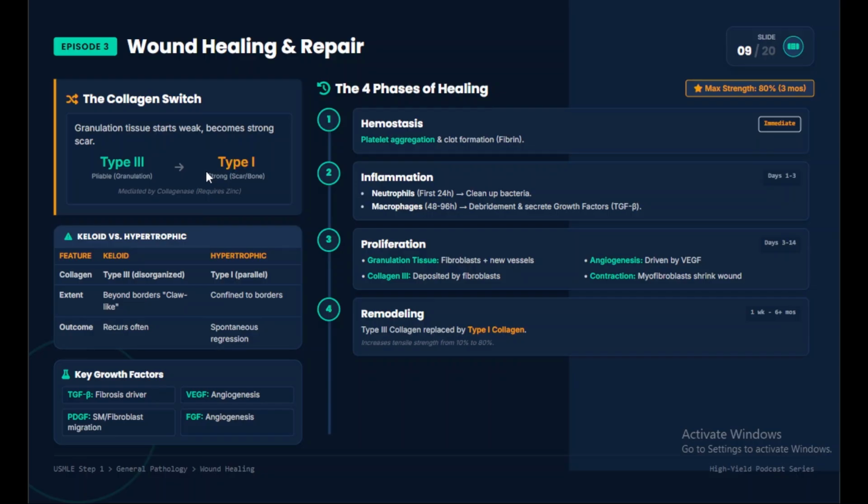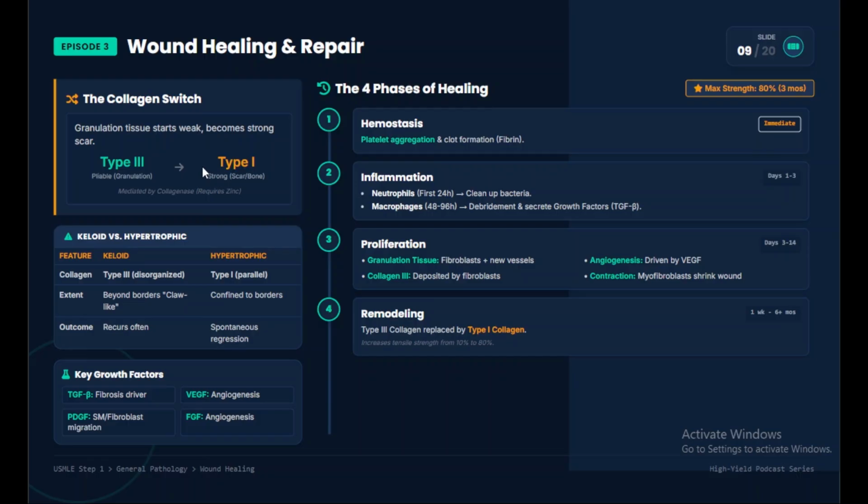This transformation is mediated by enzymes called collagenases, which require zinc as a cofactor. So if the patient is deficient in zinc, then he or she cannot convert type 3 into type 1, and it would lead to a lack of scar formation. Remember one thing: type 3 is early, weak, and flexible, and type 1 is a strong, mature scar.